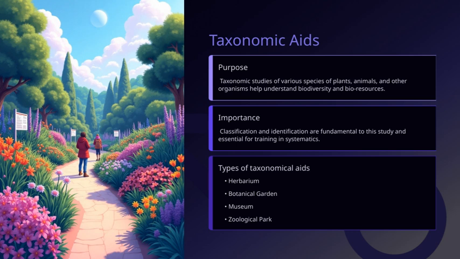The main purpose of taxonomical aids is to facilitate accurate identification and classification of organisms, which is essential for scientific research, conservation efforts, and sustainable management of biological resources. In summary, these aids are indispensable tools in taxonomy. They help us document, study, and appreciate the incredible diversity of life on Earth, aligning perfectly with the overall goal of understanding biological relationships and promoting conservation.